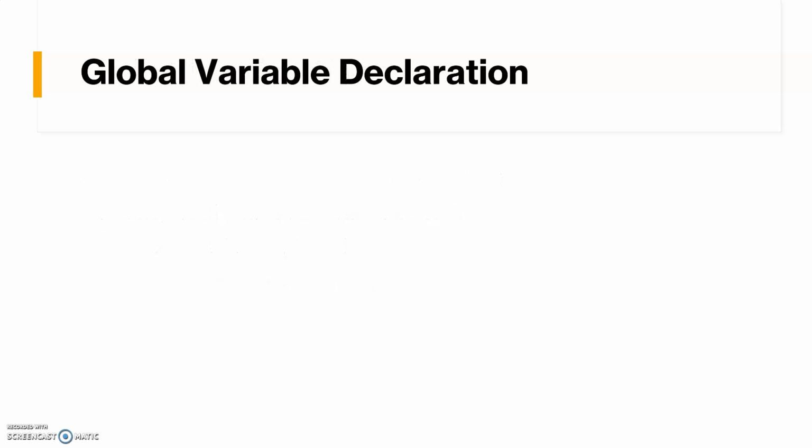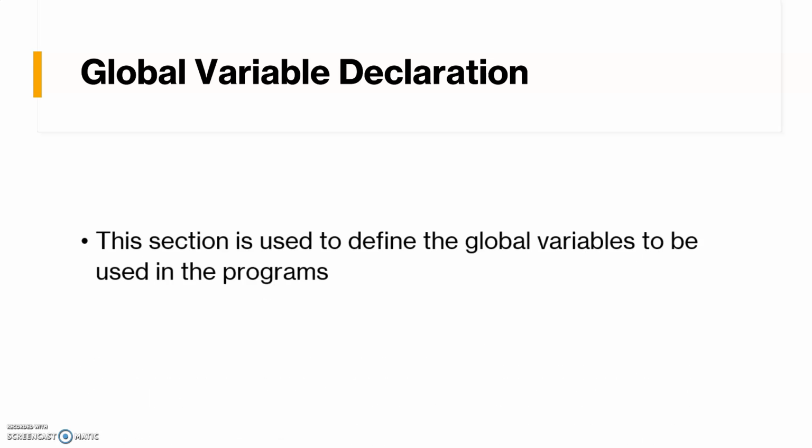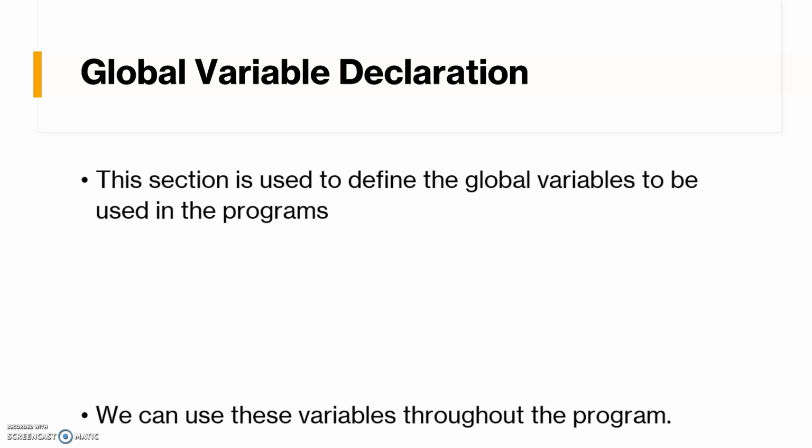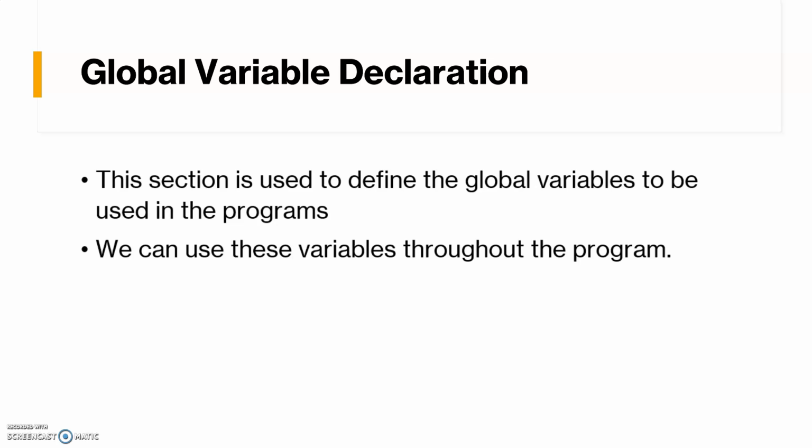Now, once the constants have been defined, you can go with the next section, which is the global variable declaration part, which is also an optional part. If you want to use any variable throughout your program, meaning throughout all the functions of your program, then you can declare those variables here. Such variables are called global variables.